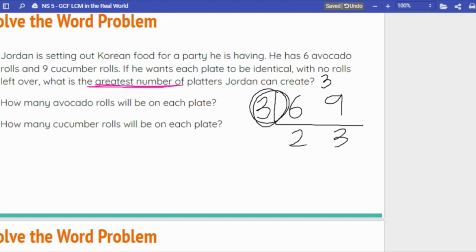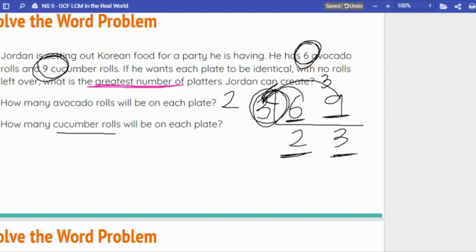Now, follow-up question. How many avocado rolls will be on each plate? Well, how many avocados do I have? 6. And 6, right here, split on 3 plates would give us 2 on each plate. Okay, cucumber rolls, so I have 9 of them, split onto 3 plates. Well, 9 divided by 3 is 3. So 3 cucumber rolls on each plate.